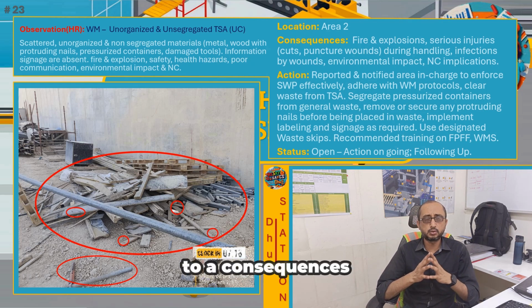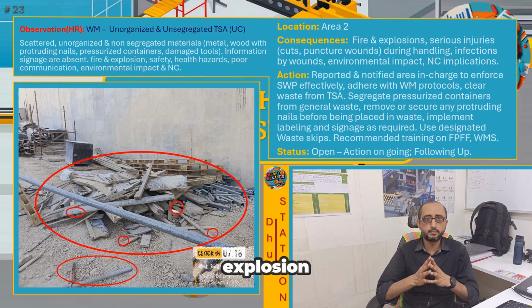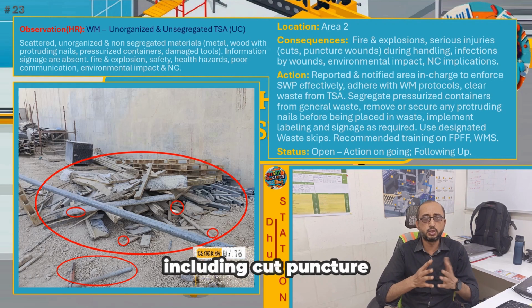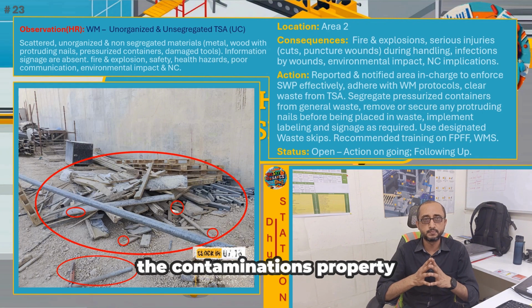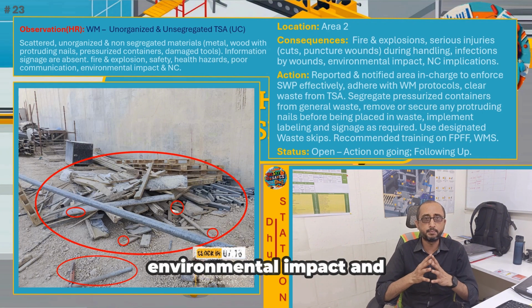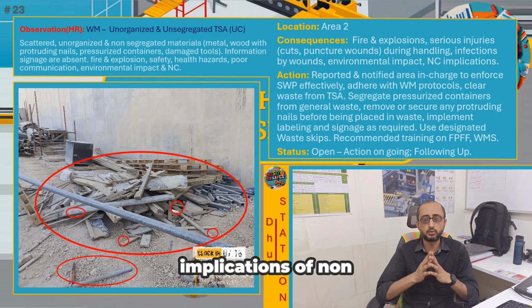Location is area 2. Consequences: fire and explosion, serious physical injuries including cut and puncture wounds. Wounds may get infection due to contamination, property damage, environmental impact, and implications of non-compliance.